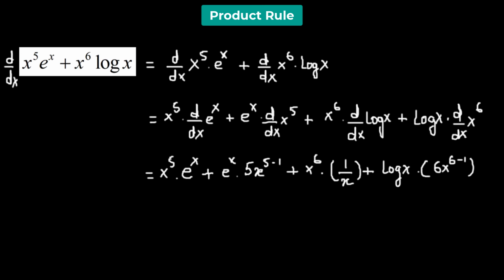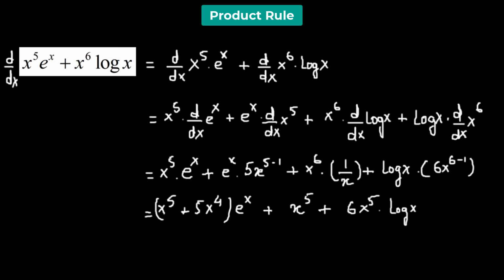So we have x raised to the power of 5 plus 5x raised to the power of 4. Since we have e raised to the power of x, the exponential function, as the common factor in both terms, we have factored it out. Plus x raised to the power of 6 divided by x will be x raised to the power of 5 plus 6x raised to the power of 5 times log of x. So this is the derivative of the given function.